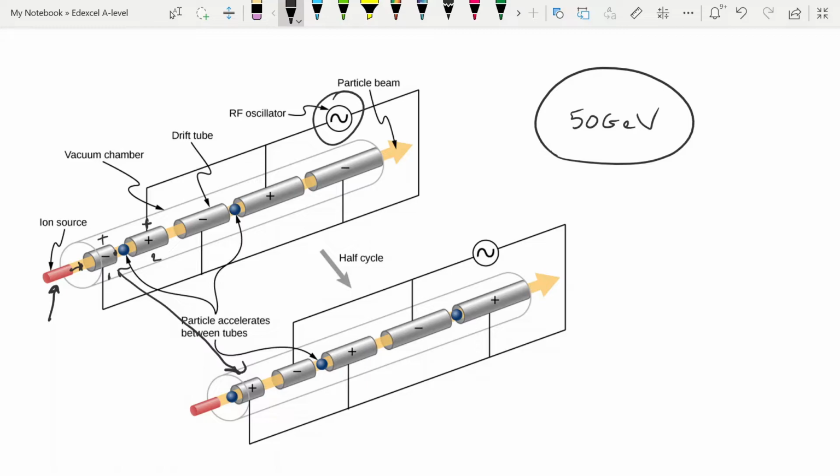Electron linacs are typically used in hospitals. They accelerate the electrons, and the electrons then hit a tungsten target, and that causes the tungsten to emit X-rays.